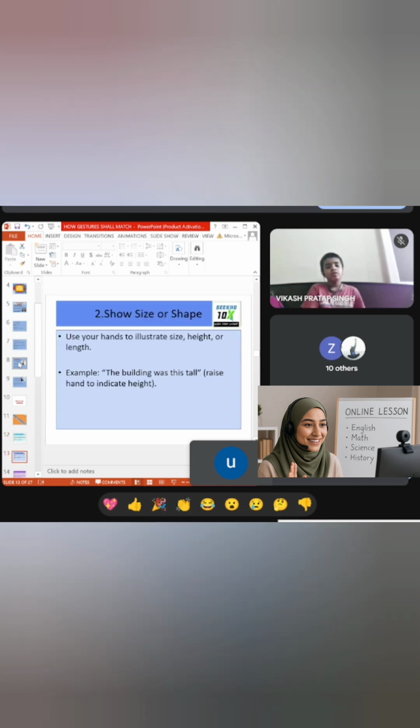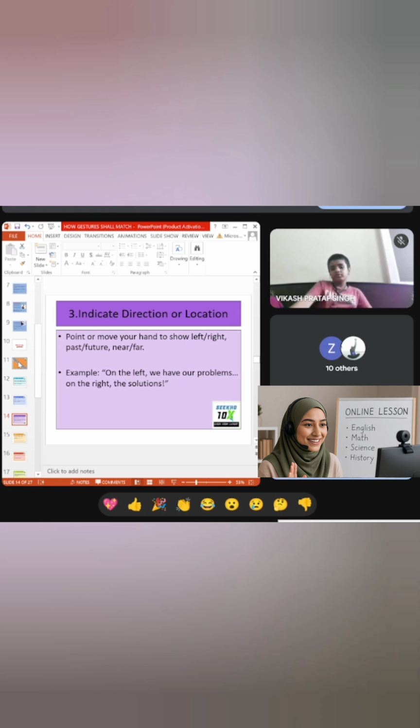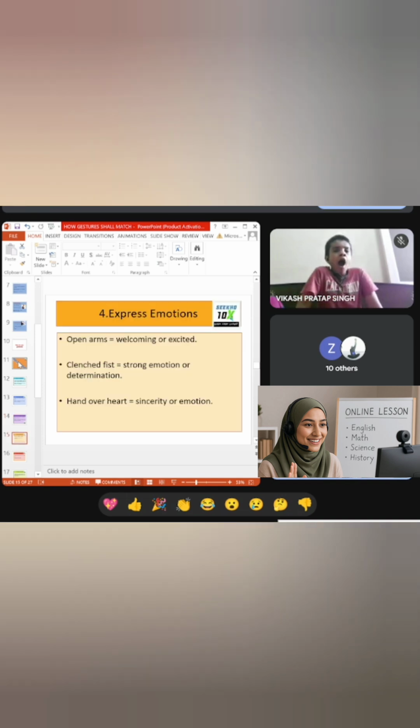Show size or shape. You're talking about a building or something. You can say it's too big, or the ball is very small. The building is very big. The ball is very small. You can show the shape and size. Indicate direction. If you go on the right side or on the left side, or whatever directions you want to show, back, front, right and left, you can indicate that also using the hand gestures.